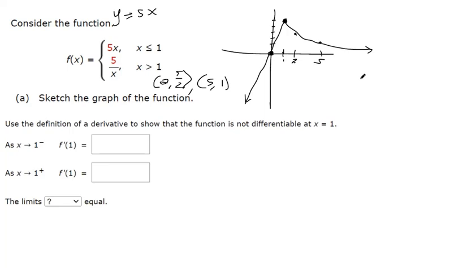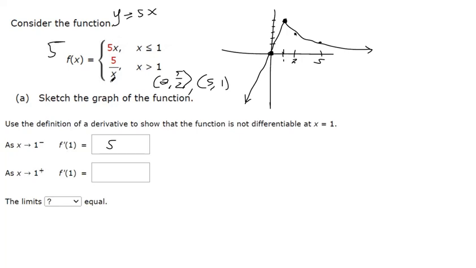Then use the definition of a derivative to show that the function is not differentiable at x equals 1. As x approaches 1 from the left, the derivative is 5 because this slope, any tangent line you draw, is having a slope of 5. And you could just do it by taking a derivative. The derivative of 5x is just 5, right?